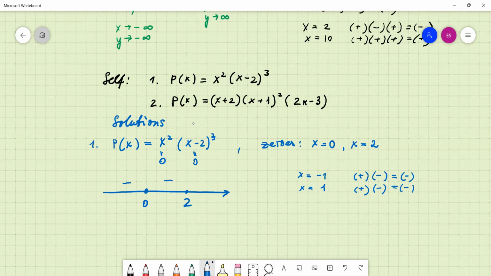And the last one is going to be the interval from 2 to infinity. I'm going to use the point x equals 3, which is to the right of 2. So 3 squared is still positive. Looks like the square doesn't change at all, right? And 3 minus 2 is 1.